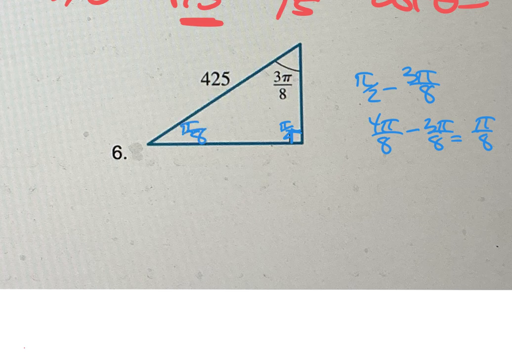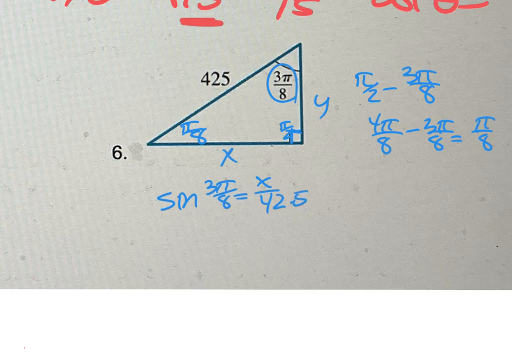Now, turn your calculator to radian mode. I'm going to find side X and find Y. I'm going to use the 3 pi over 8. So I'm going to say sine of 3 pi over 8 is opposite over hypotenuse. So I'm going to punch that in, 42.5 times sine of 3 pi over 8. And make sure you're in radian mode. I'm actually just putting stuff in as I go. Hit enter right there.